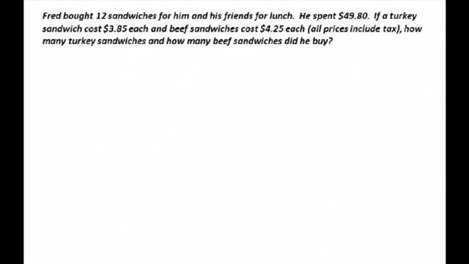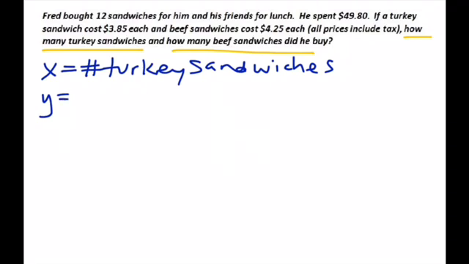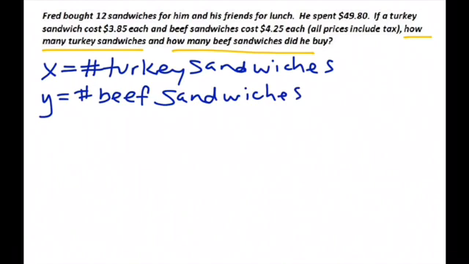The first thing that we're going to do is define our variables. We've talked before about how important that is, because if you don't define your variables, then your system doesn't mean anything. So let's let x equal the number of turkey sandwiches. Of course, you can use any variable you want here. I'm just going to stick with x and y. y is going to equal the number of beef sandwiches. You can't just say turkey sandwiches. You need to say the number of turkey sandwiches, because there are other things about turkey sandwiches, like their price. Since we're trying to find the number of sandwiches, that's what we're going to write.